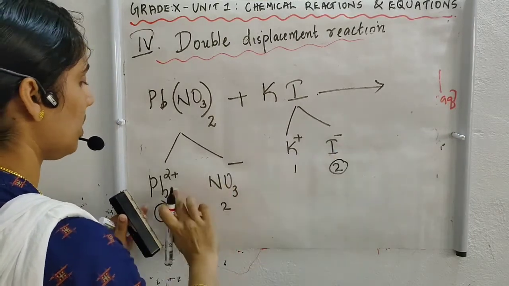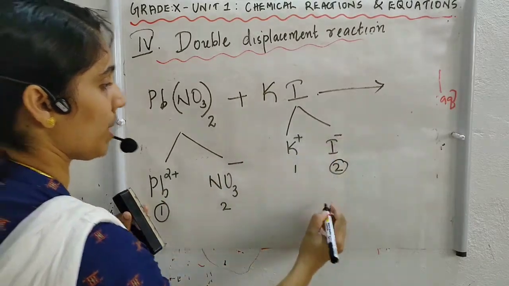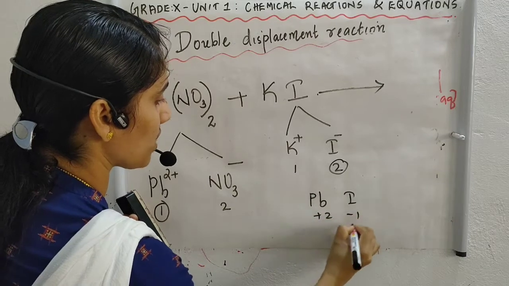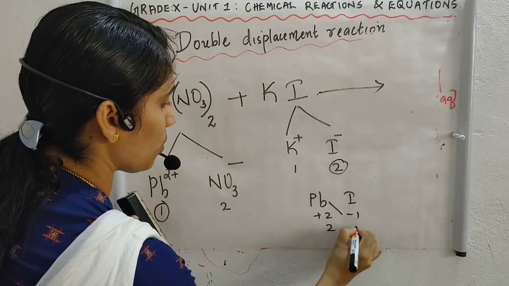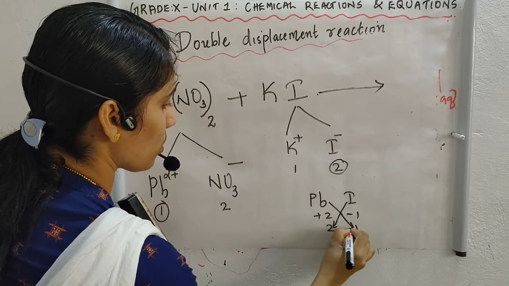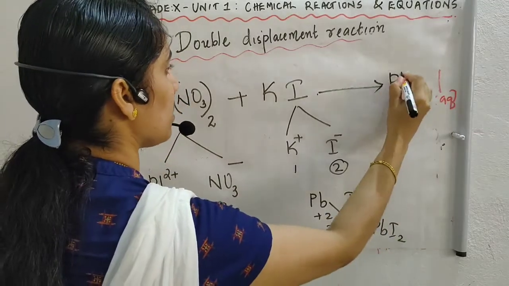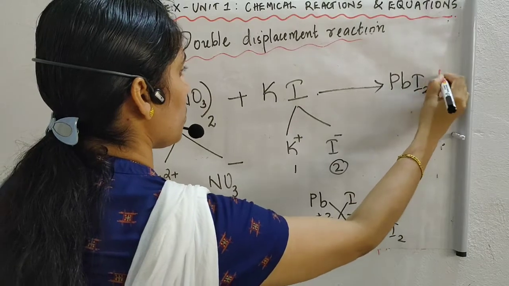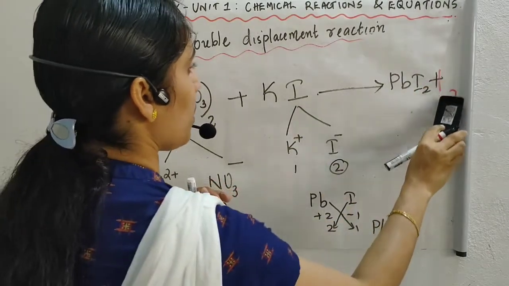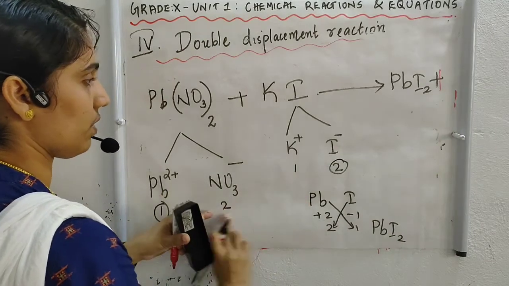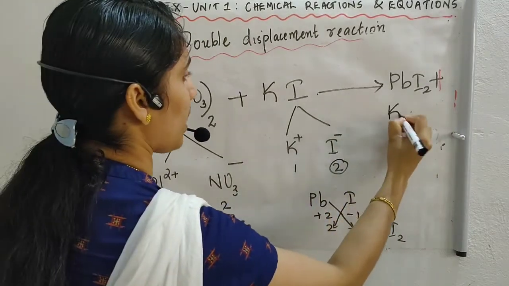So the product is Pb2+ and I-. Pb is 2 plus and iodide is 1 minus, so 2 and 1. So the product is PbI2. So one product is PbI2 plus, the first ion will combine with the second one. So the product is plus KNO3.